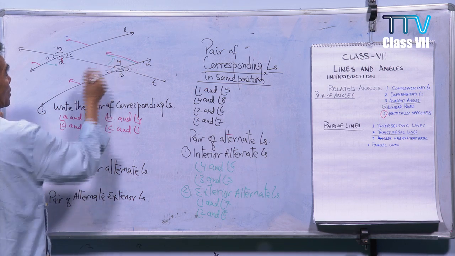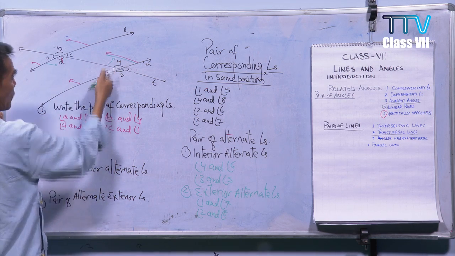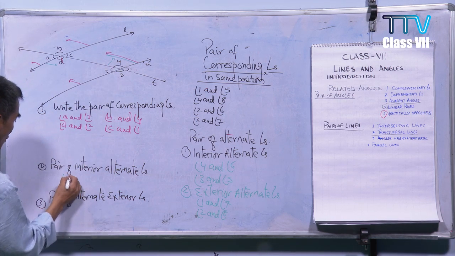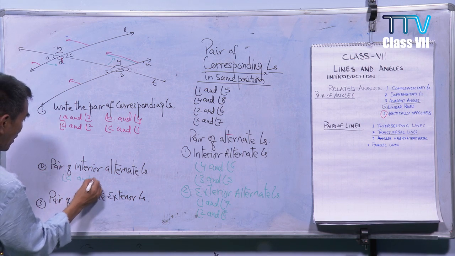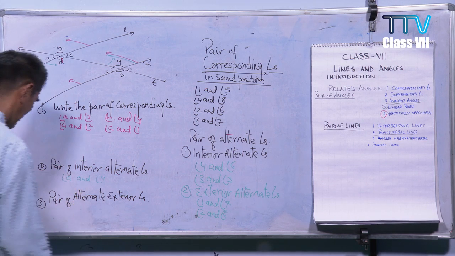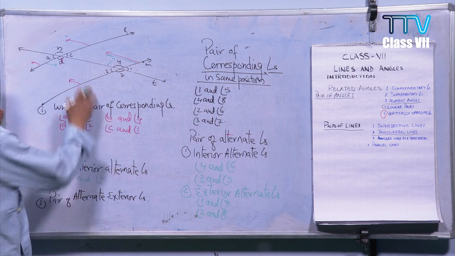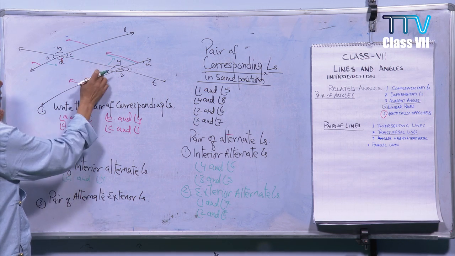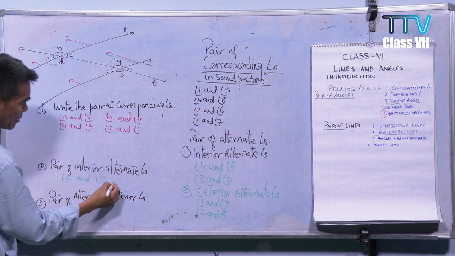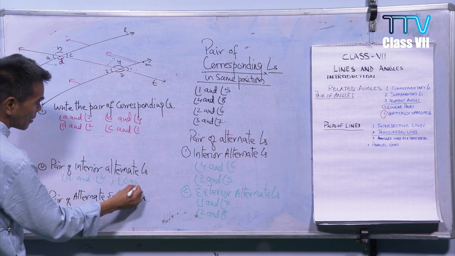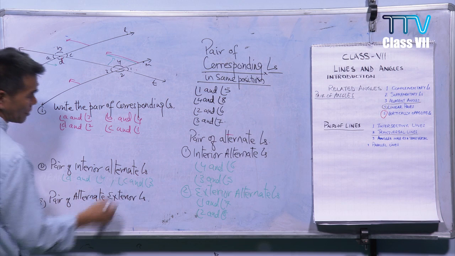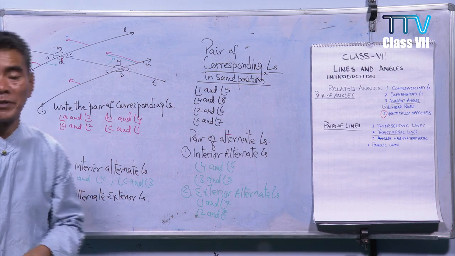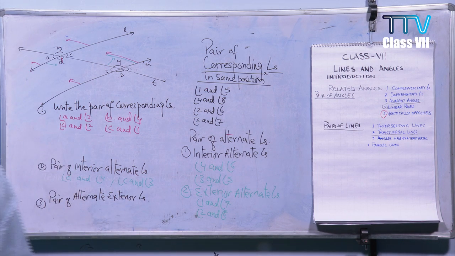Angle D and angle 4, on opposite sides of the transversal, and angle C and angle 3, are interior alternate angles.